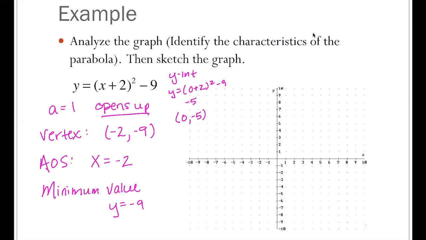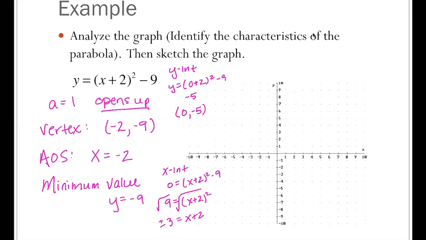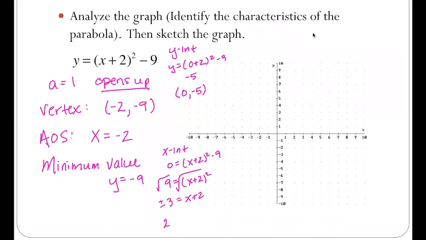We also need our x-intercepts. Remember that our y value is 0. So we would say 0 equals x plus 2 quantity squared minus 9. Add our 9 to the other side, then take the square root of x plus 2 quantity squared. Remember, when you take the square root, you have to put plus or minus. So I would have plus or minus the square root of 9, which is 3. Add or subtract 2 from both sides. So we'd have -2 plus or minus 3 equals x.